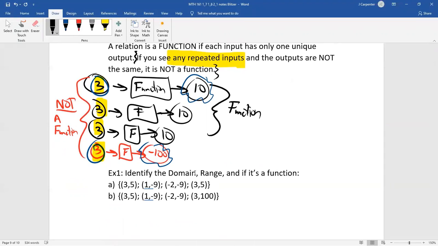You're going to have 1 answer for the domain, which will be us listing all of the unique inputs, aka x values. Then you'll have 1 answer for the range, which will be us listing all of the y values or the outputs. And then we'll say whether it's a function or not.